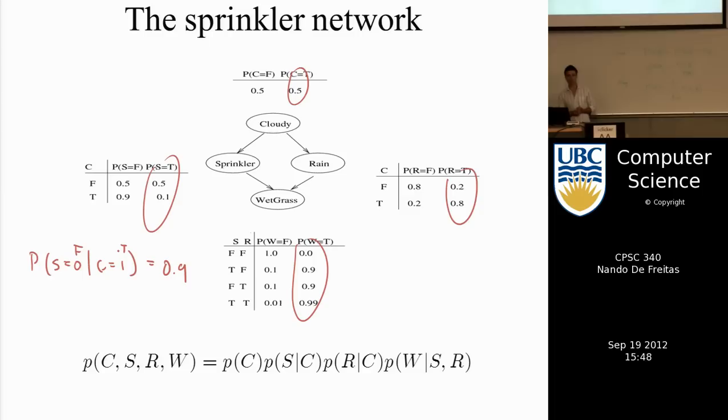And now I might want to ask the following questions. What's the probability that it is raining? What is the probability that the sprinkler is on, given that the grass is wet?